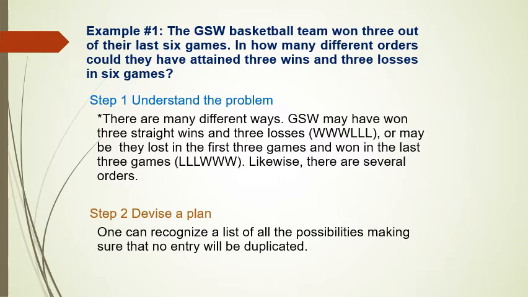There are many different ways. GSW may have won 3 straight wins and 3 losses. So, pwede nga sunod-sunod nga daog, sunod-sunod nga loss. Or maybe, they lost in the first 3 games and won in the last 3 games. Or also, there are several orders. So, damo possible nga order, basta, 3 out of 6 games.